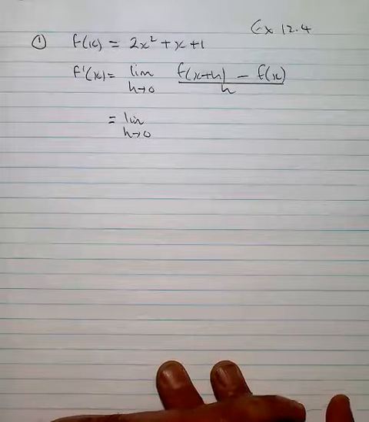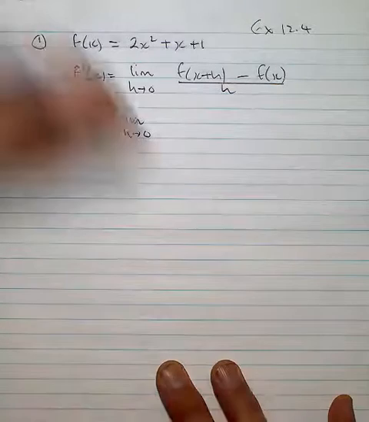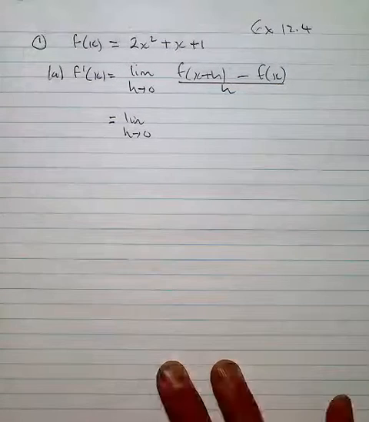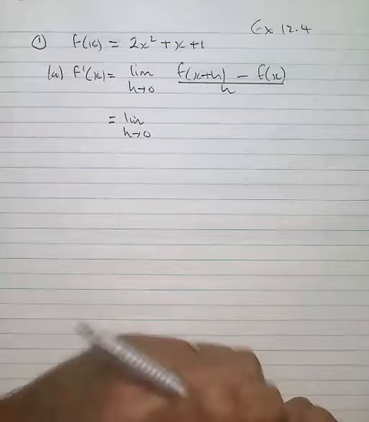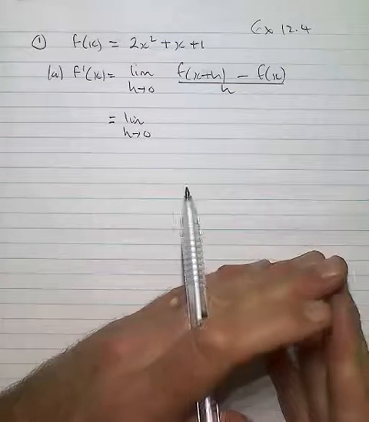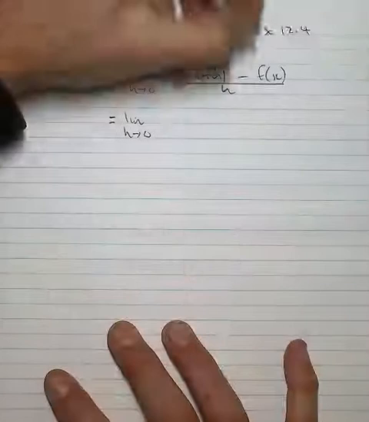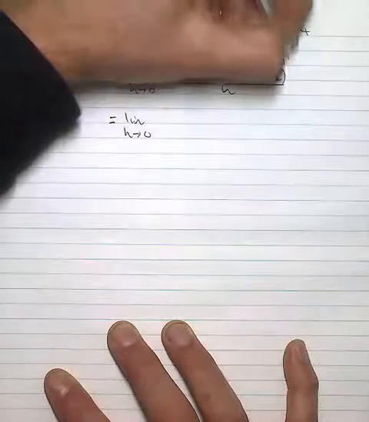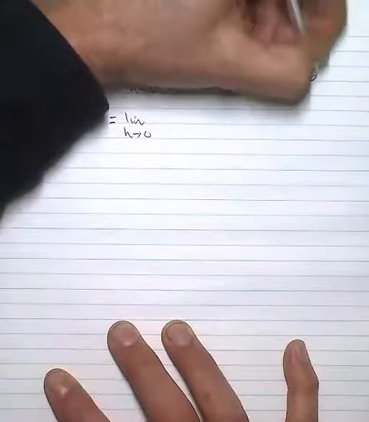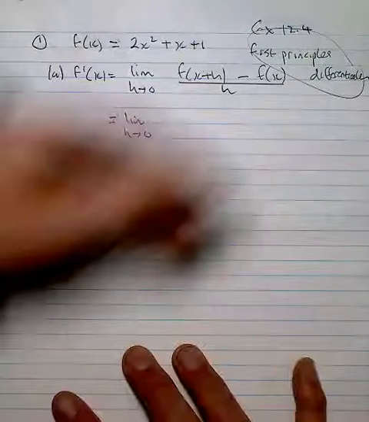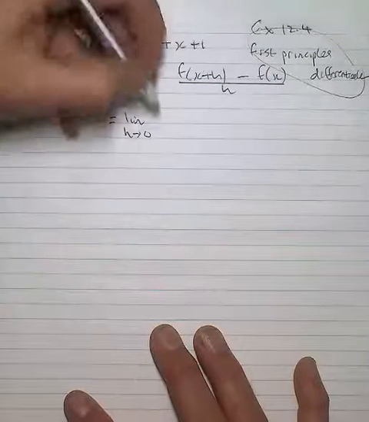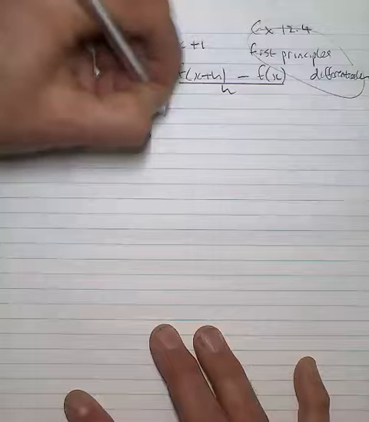In exercise 12.4 number 1, in A, you've been asked to use the difference quotient definition to form the rule for f prime x, the gradient function. Now, when we do this, we actually call this first principles differentiation as well. So I'll bounce between using that terminology.